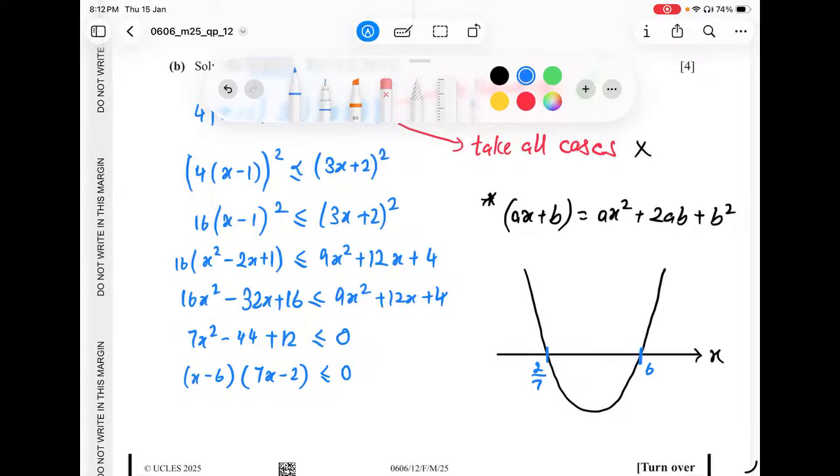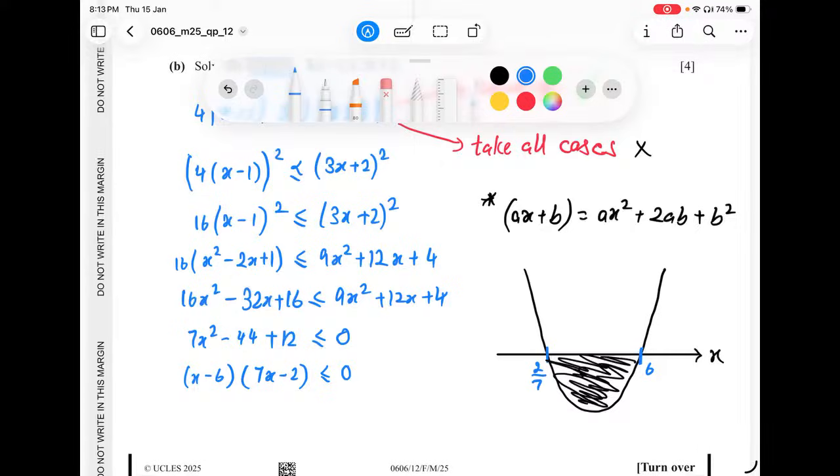Since it is less than 0, that means it should be below the x-axis. Above the x-axis will be positive y values and below the x-axis will be the negative y values. Since the y value should be less than or equal to 0, we will just shade this part. So this is your region. And where does this lie? Between the 2 by 7 and the 6.